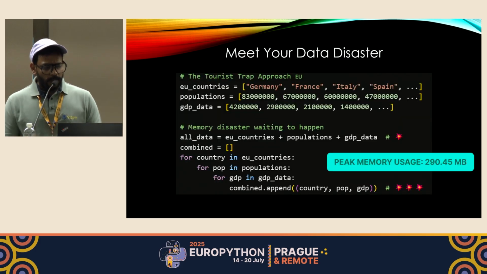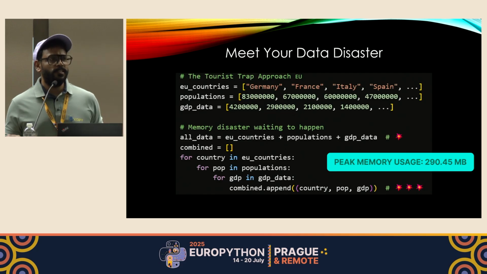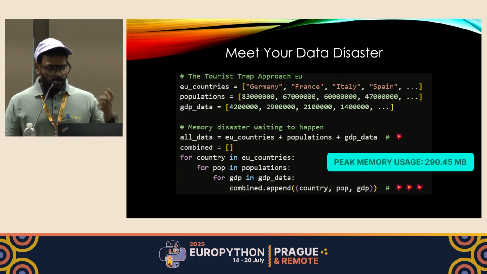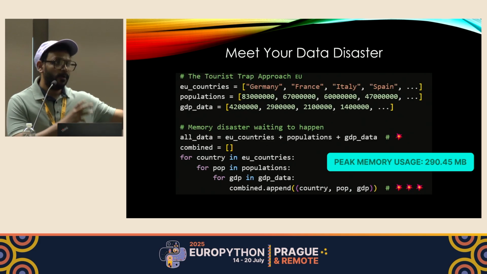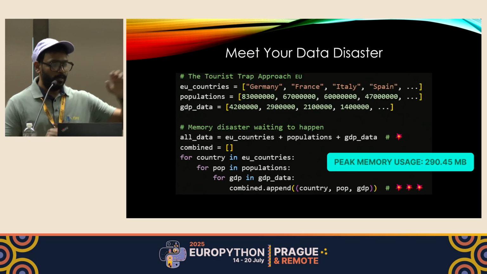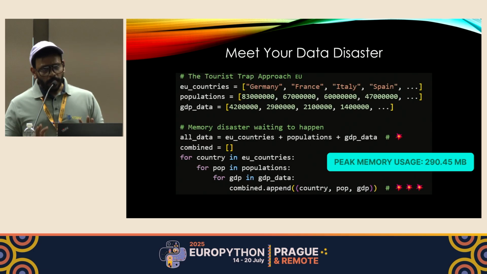When I was talking about the European data problem, here is a small chunk out of my huge data set. I picked a small chunk and put it in the slide because it was very difficult to put the whole bunch of code or information in one slide. If you see here, we have three lists: European countries, population, and GDP data. What we are trying to do is use a nested loop to combine them, countries with populations with GDP, and store it in a combined list.